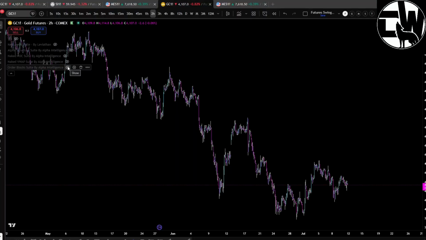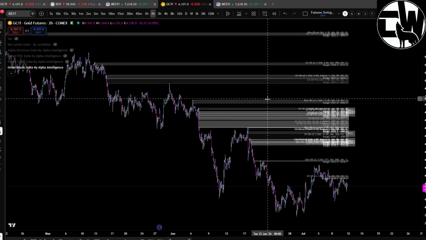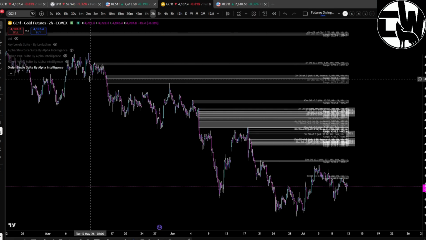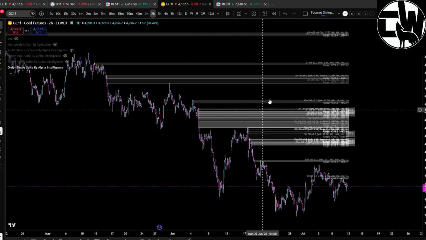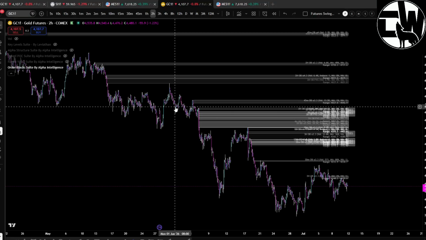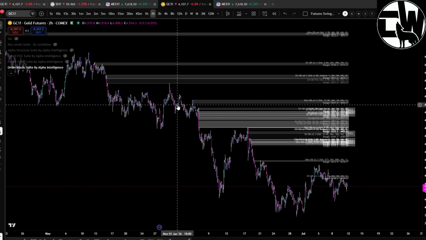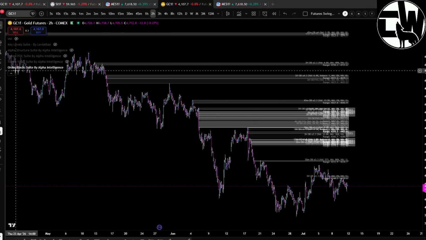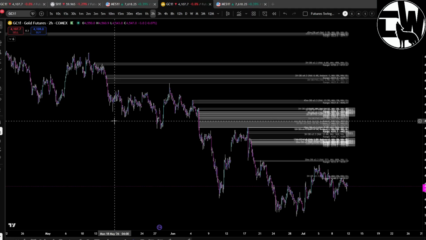person that does. Now, as you can see, this is one chart, one click. All I did was click Order Blocks Suite by Alpha Intelligence on my chart, and it automatically populated 8 different time frames worth of order blocks on my chart. Absolutely insane. These are institutional levels where institutions have made it clear that they are willing to buy or sell at these levels. I don't even have to do anything to show you what makes these matter so much.